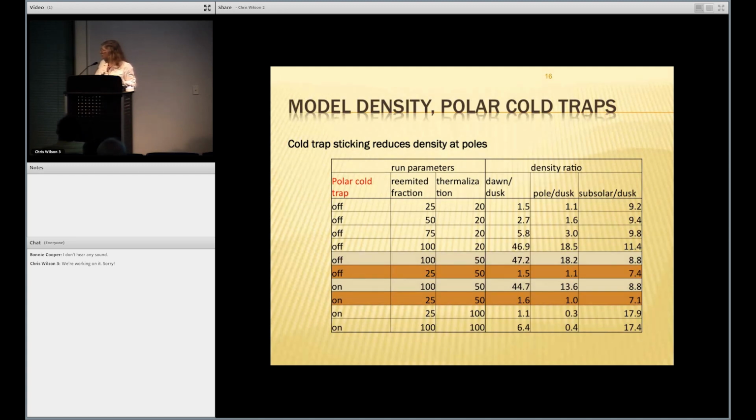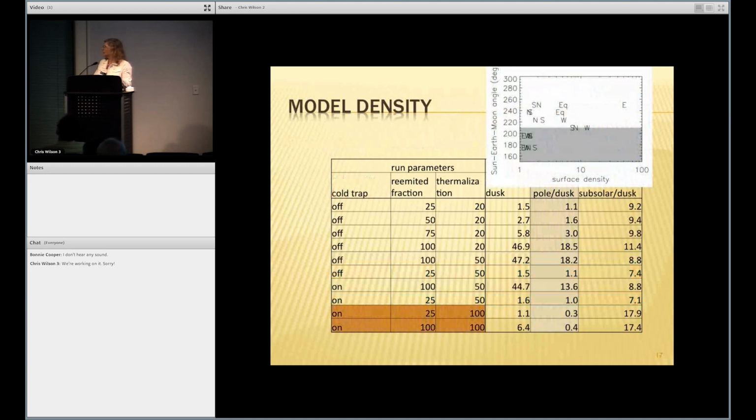And so we compare this with the data, and what it looks like is that the best results are if we do have a polar cold trap. If the re-emitted fraction is probably about 25%, because we don't have a really large dawn-dusk asymmetry. We do see that at the moon, the sodium is thermalized. This is interesting to me because when I look at the sodium atmosphere of Mercury, it doesn't look like the atoms are thermalized. So this is kind of curious.